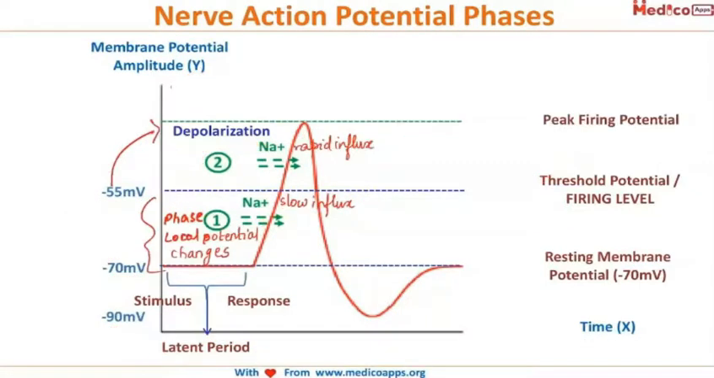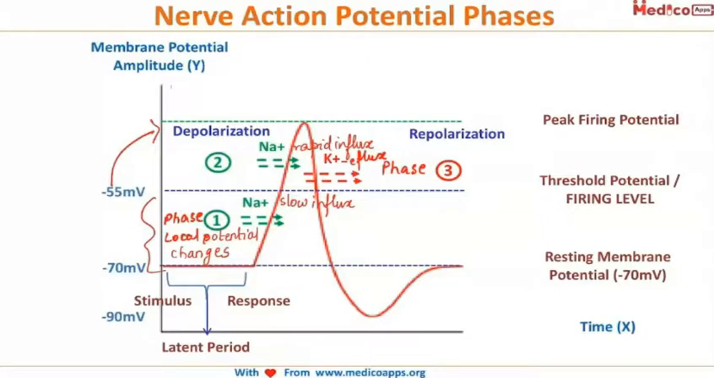Okay. Once the cell has reached its peak firing level, it will try to get back to its resting level, and this we are going to call repolarization, or phase 3 of the nerve action potential. How does this occur? This occurs by the efflux of potassium ions. The potassium ions move outside and the negative charge is increased, resulting in the repolarization of the nerve cell.